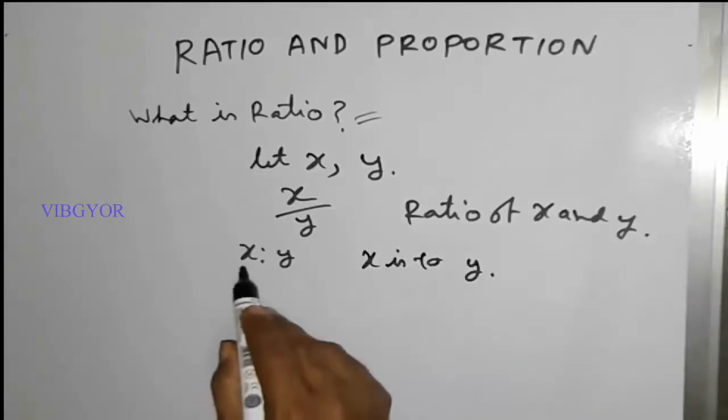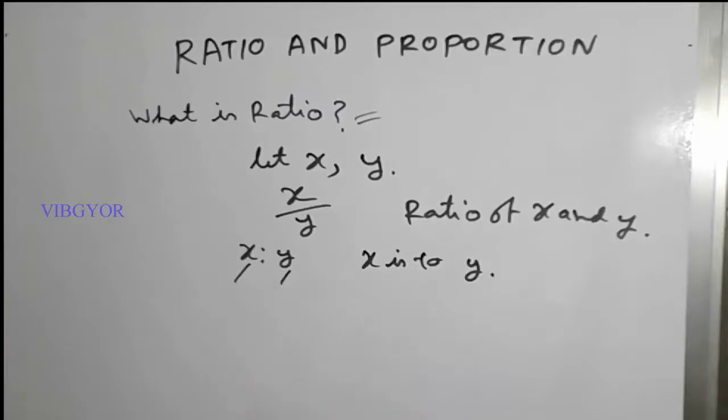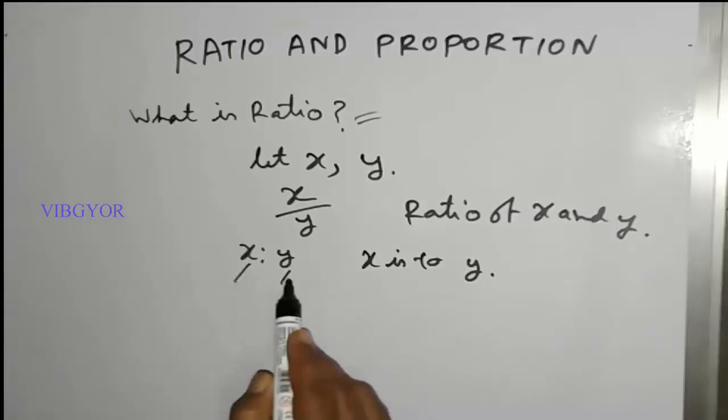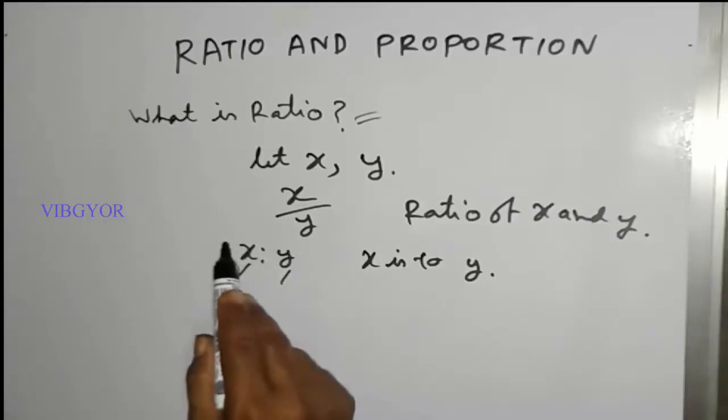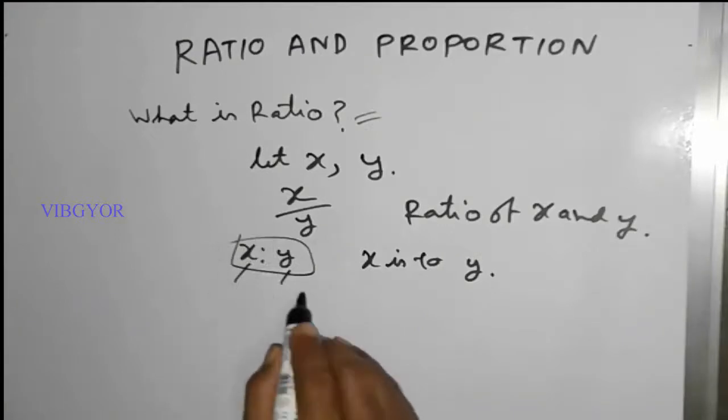Now here x and y both are called the terms of the ratio. Although they have a special personalized name, just like we are all human beings but we all have a special personalized name, the same thing is applicable to x and y. Therefore x and y both are called terms of the ratio.